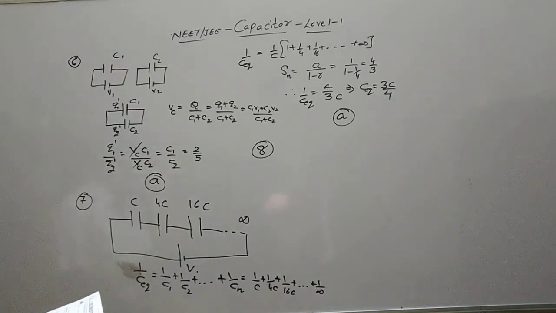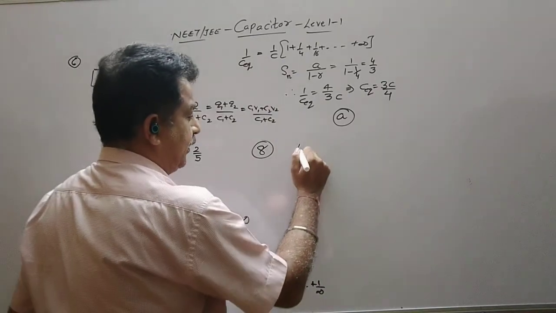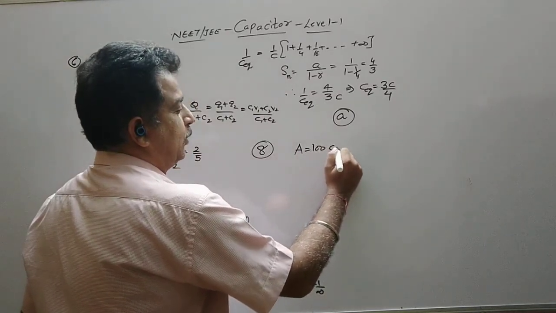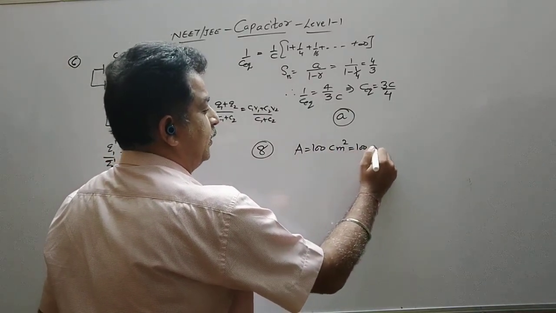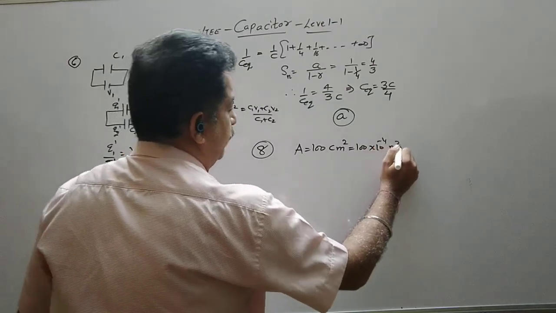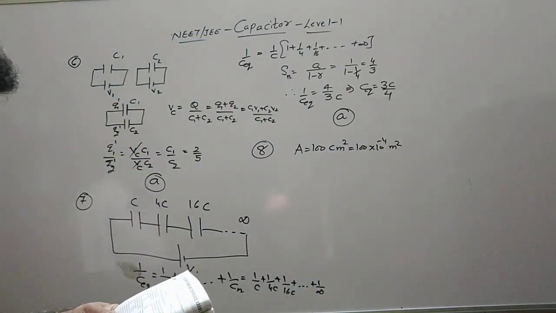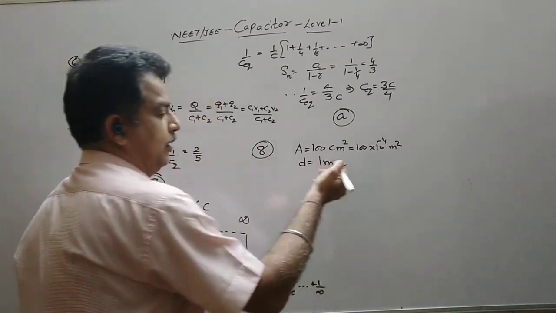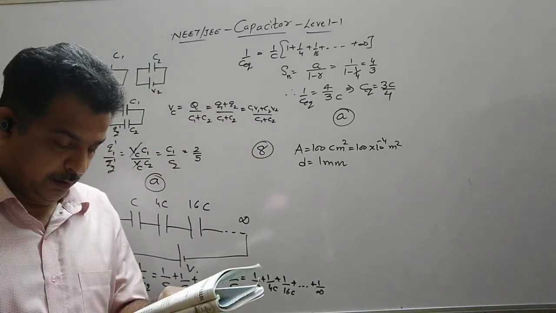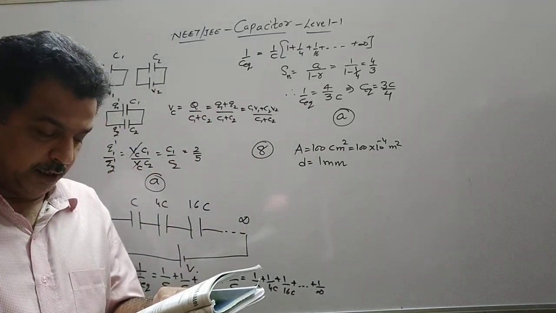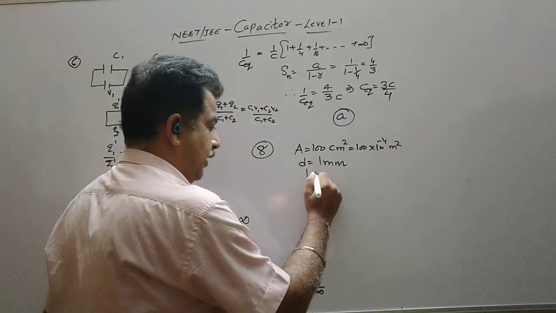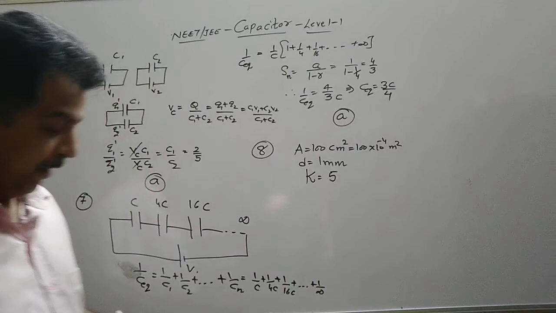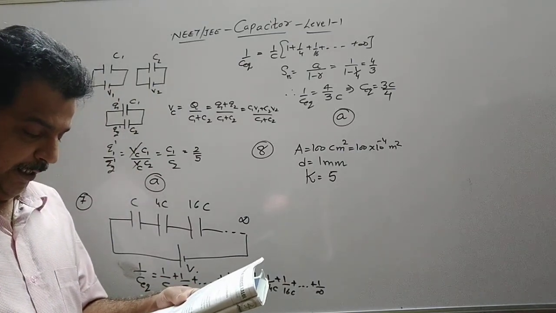Next is the 8th MCQ. A parallel plate capacitor is formed by two plates, each of area 100 centimeter square. So the area is equal to 100 centimeter square, that is 100 into 10 raised to minus 4 meter square. And they are separated by a distance of 1 mm. So we have one capacitor, the dimensions are given. A dielectric of dielectric constant 5 is introduced, and the dielectric strength is given.